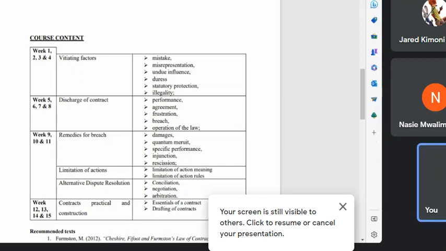Anyone? Albert, Naslata, Jared. It's okay. Victor, do you have the provisions on illegal contracts? I'm looking at it right now. So I believe I found it.